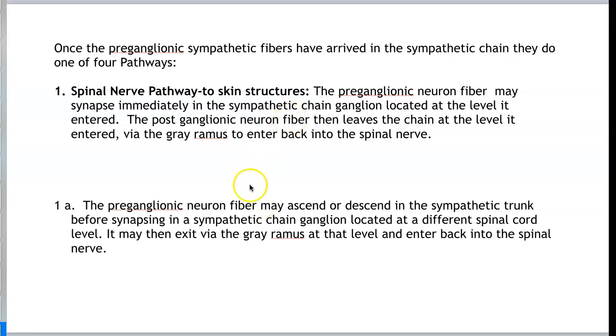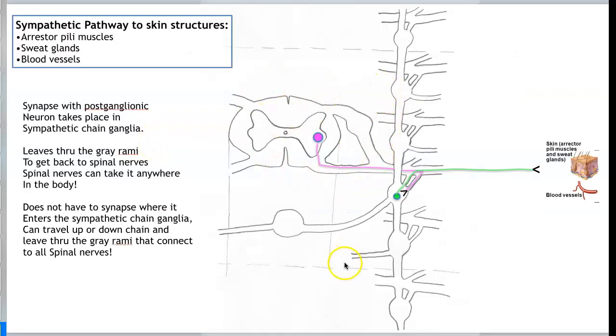I'm not going to read through this because it's easier just to show you. So let me show you. Basically, to get to the skin structures, we're going to use a spinal nerve. This is on your worksheet, so you need to draw this so you can figure it out. Oh my gosh, look how I spelled erector. Oh well. Erector pili muscles, sweat glands, and the blood vessels of the skin.